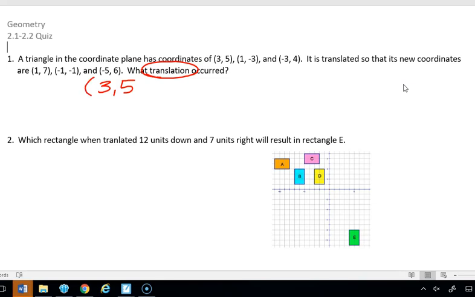So I got (3, 5) that I started with here, and it changed to (1, 7). So we want to talk about what had to happen here for us to do that. To go from 3 to 1, we would have subtracted 2. And to go from 5 to 7, we would have added 2. So what would the translation have been? If we put this in a vector, it would have been <-2, 2>.